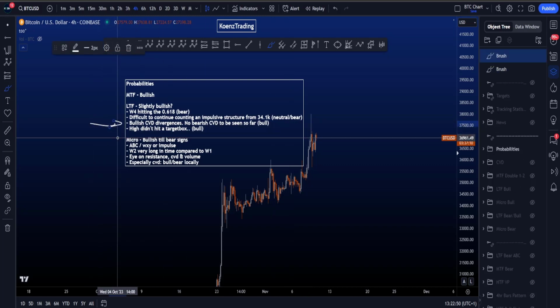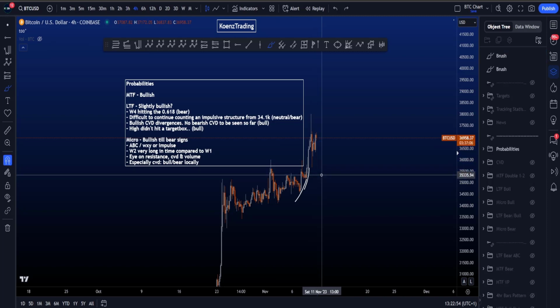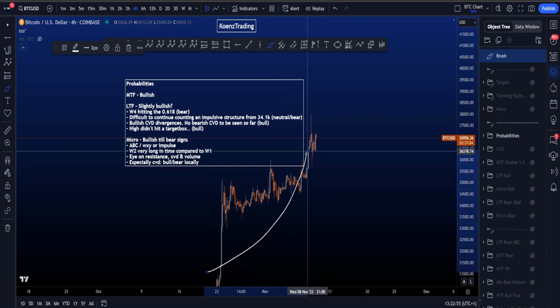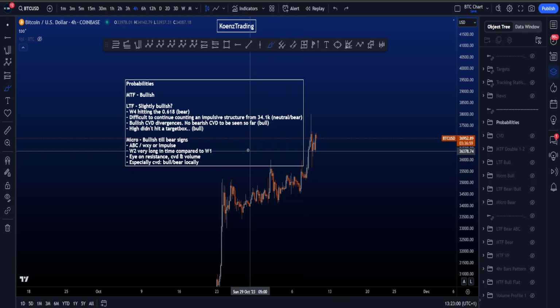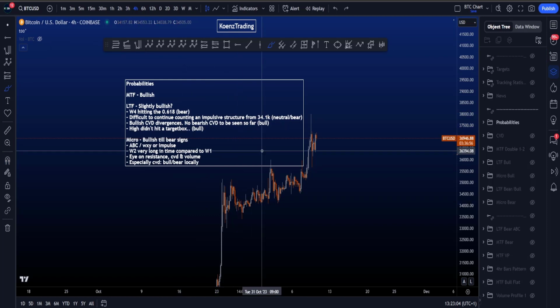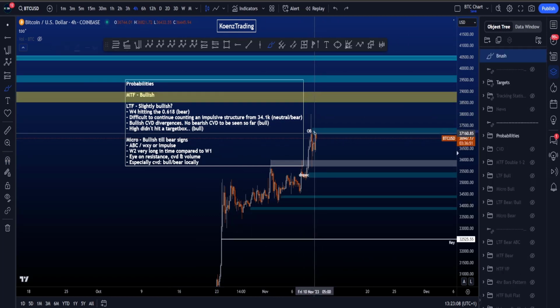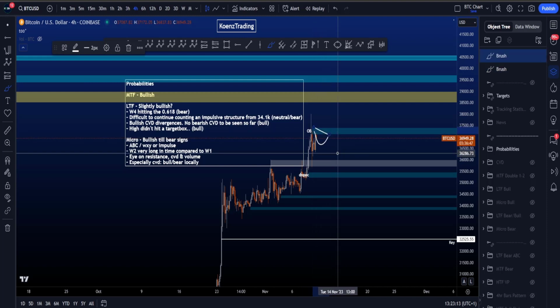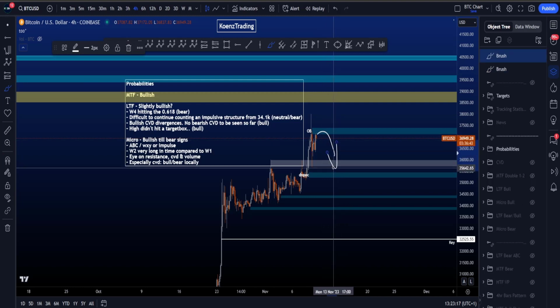Then we have bullish CVD divergences that continue to build as price is moving to the upside, and of course we're in bullish market structure, so those bullish CVD divergences should be something we have to look at. No bearish CVD divergences to be seen so far. We are now at resistance, of course, so if price is going to reject, maybe move back towards the upside in a retracement, show bearish CVD divergences, it would increase the probabilities for price to move to the downside.